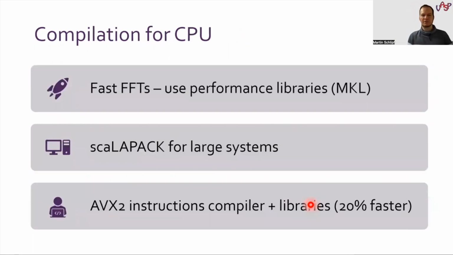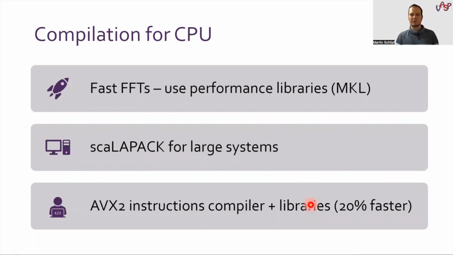Some final tips now on how to compile VASP. If you want to compile VASP for CPU implementation, you should make sure that your FFTs are as fast as can be. On Intel CPUs, this means that you want to use the MKL library, which is often the fastest one that we've found. In many tests, the fastest that we found.